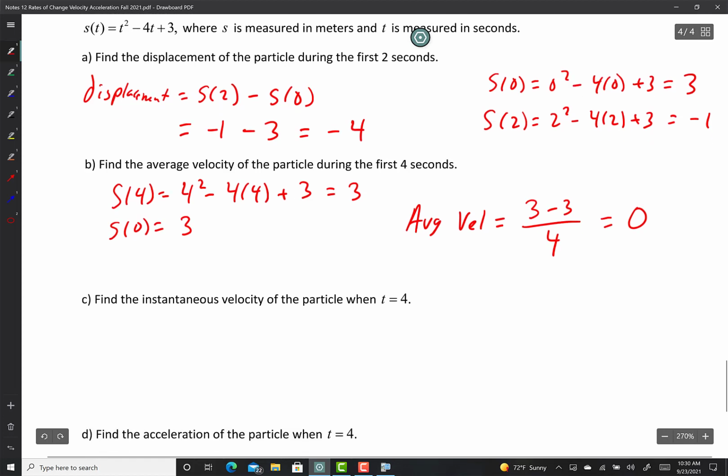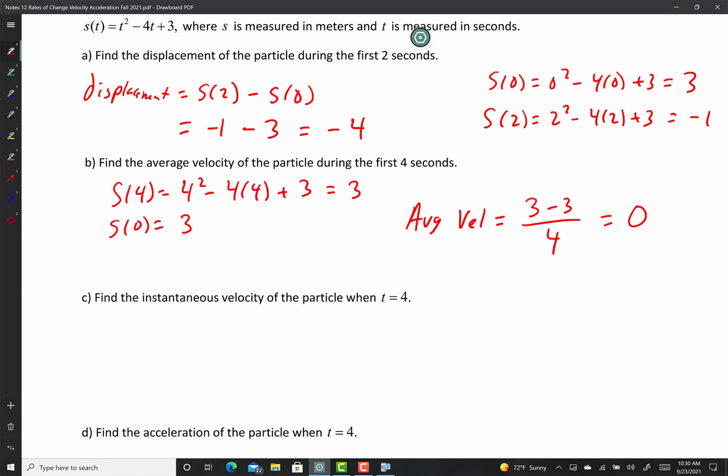And I need units. Do they give me units? Yeah. Meters per second. Do you need units for the first one? I guess negative 4 meters. Yeah, if they give you units, you should probably put units. Is everyone okay with how I got 0?